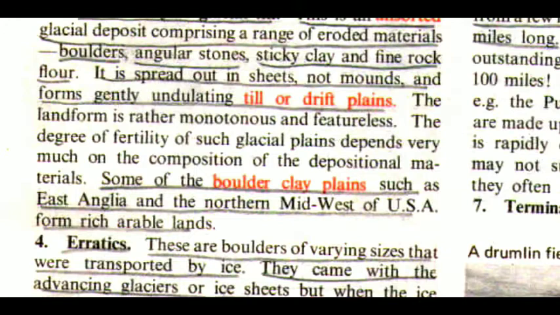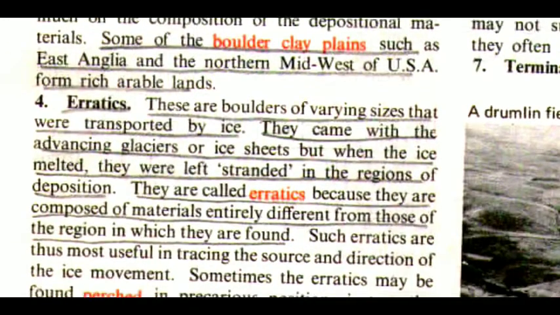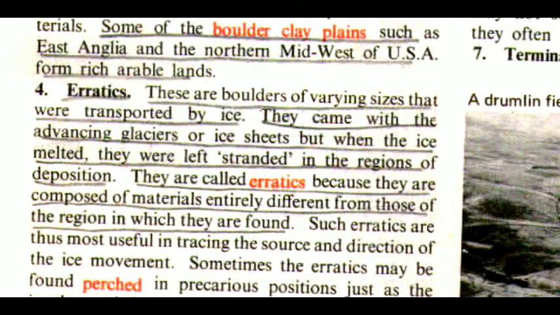The degree of fertility of such glacial plains depends very much on the composition of the depositional materials. Some of the boulder clay plains, such as East Anglia and the northern Midwest of USA, form rich arable lands. The fourth one is erratics. These are boulders of varying sizes that were transported by ice.